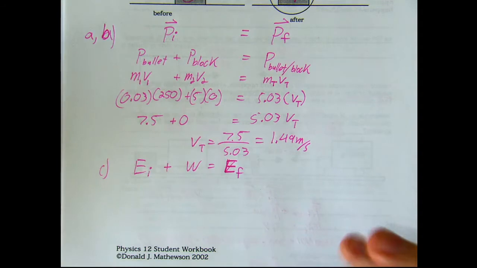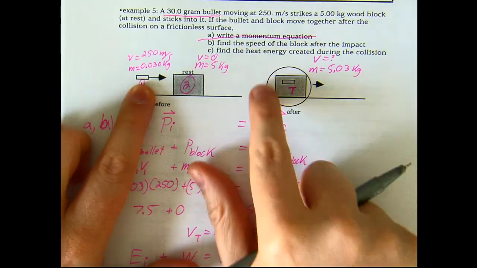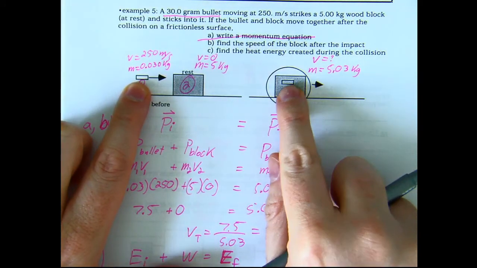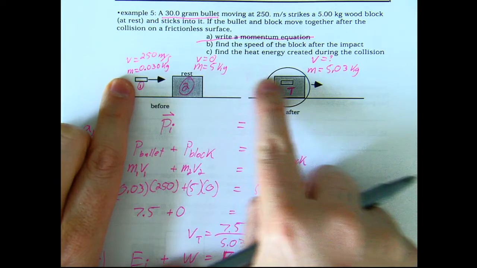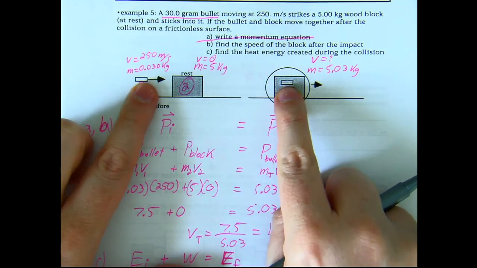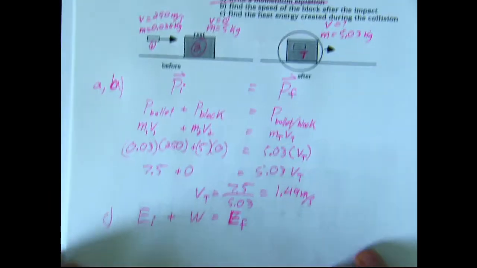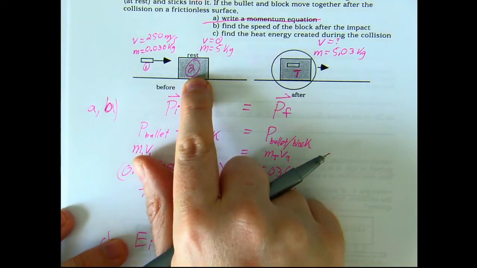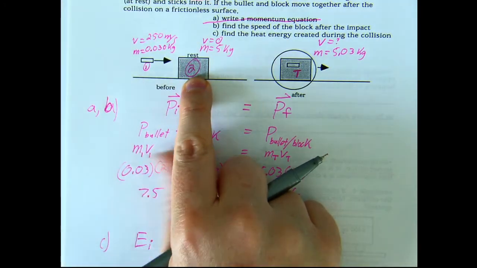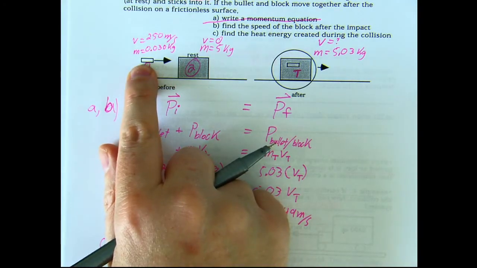So let's look at this thing. A few things to take note. The height of the bullet doesn't change, and so we don't have to consider potential energy here. If I call this level 0, because the bullet is at the same level, there is no potential energy, so I can not include that. This guy's not moving. Because he's not moving, he's got no kinetic energy, so initially I only have to consider the kinetic energy of that bullet.